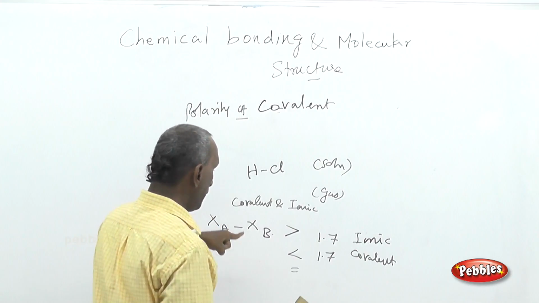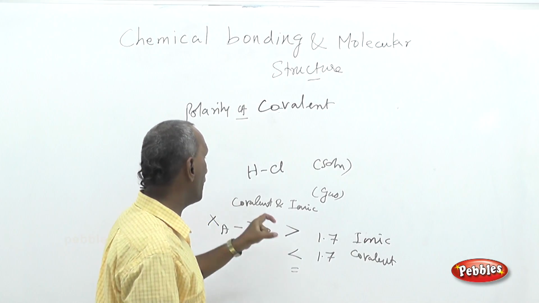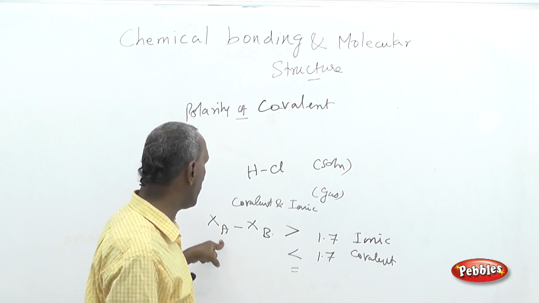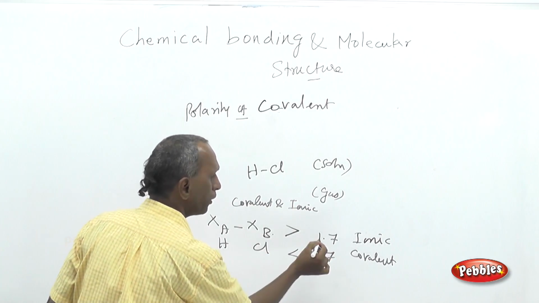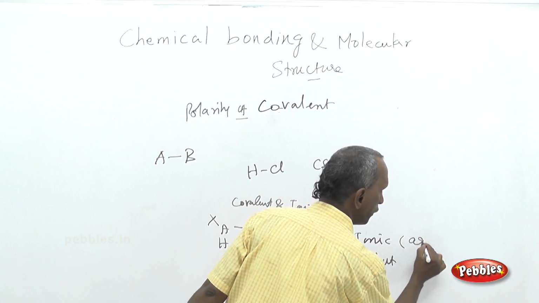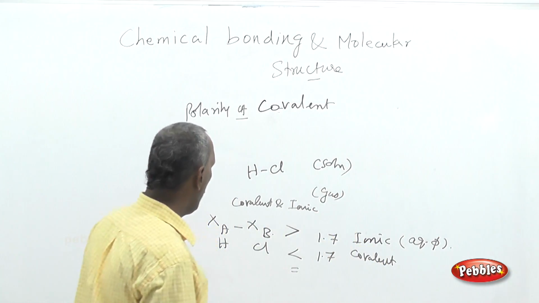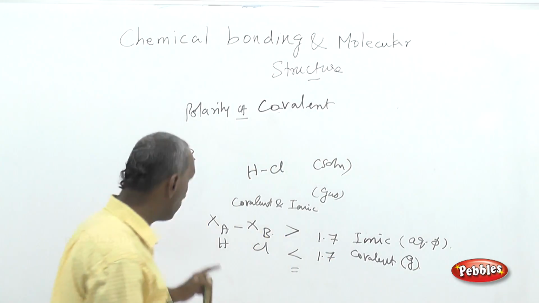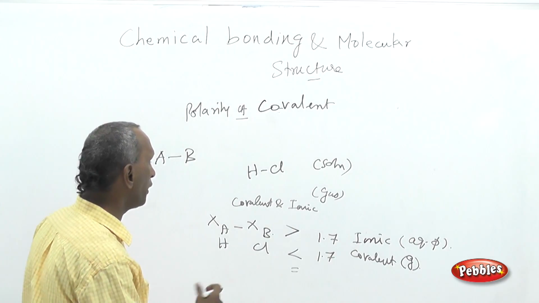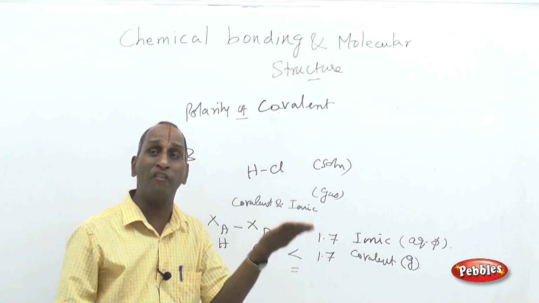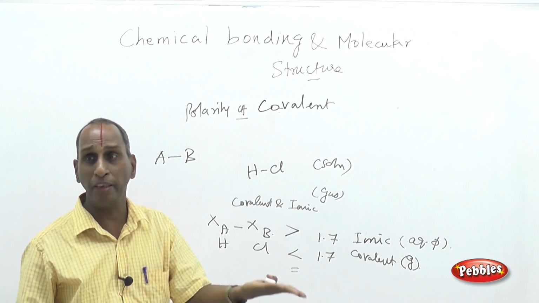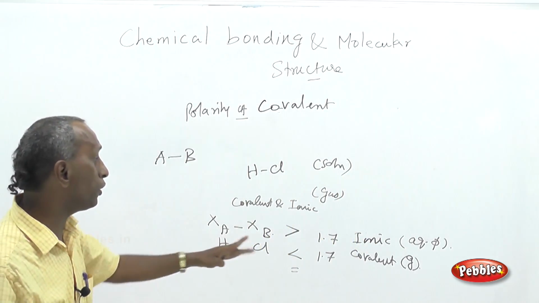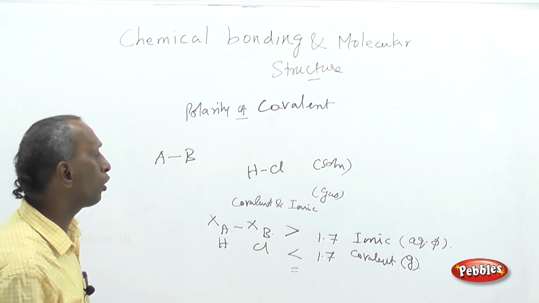Why does a compound behave this way? HCl is ionic in the aqueous phase because the difference in electronegativity of hydrogen and chlorine is more than 1.7 in the water phase. In the gaseous phase, it is less than 1.7. Or in other words, the difference in electronegativity itself is a function of the state of the material. In the gas state, it is less than 1.7. In the aqueous phase, it is more than 1.7. That is why it is more ionic or more covalent.